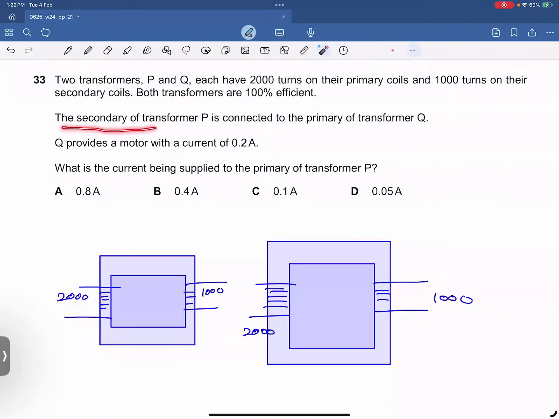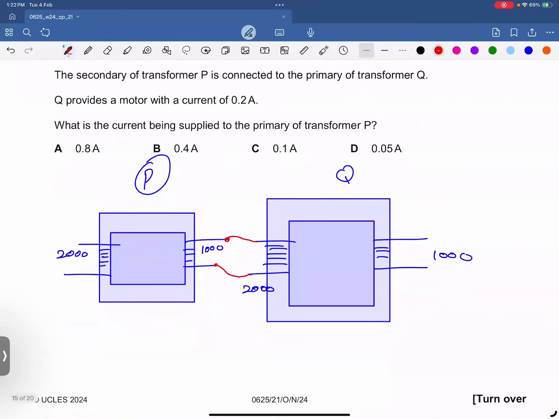The secondary of transformer P is connected to the primary of Q. So they are connected here, like that. Q provides a motor with current 0.2 ampere. So here the output current is 0.2 amperes. What is the current being supplied to the primary of P?